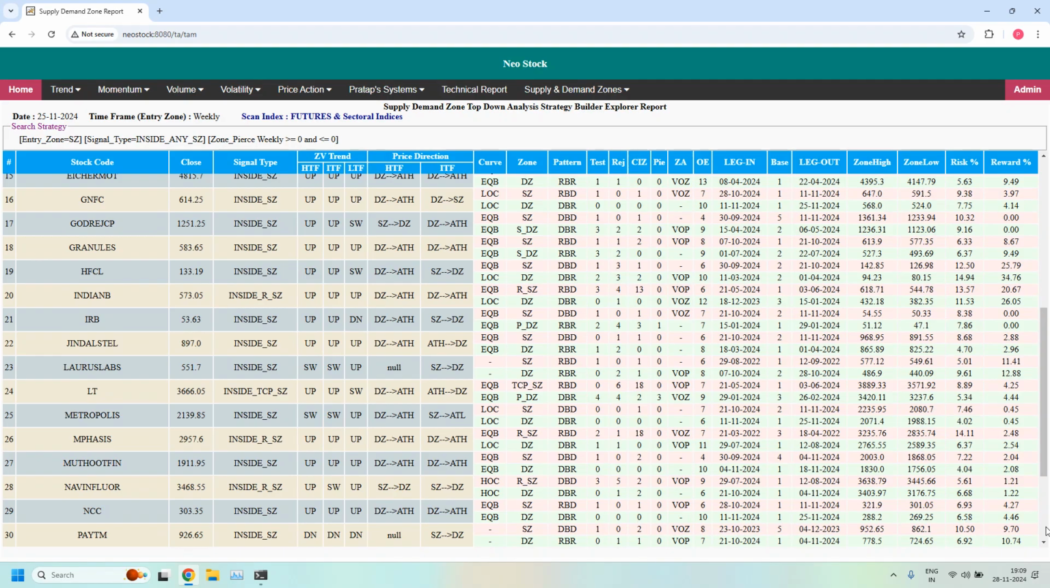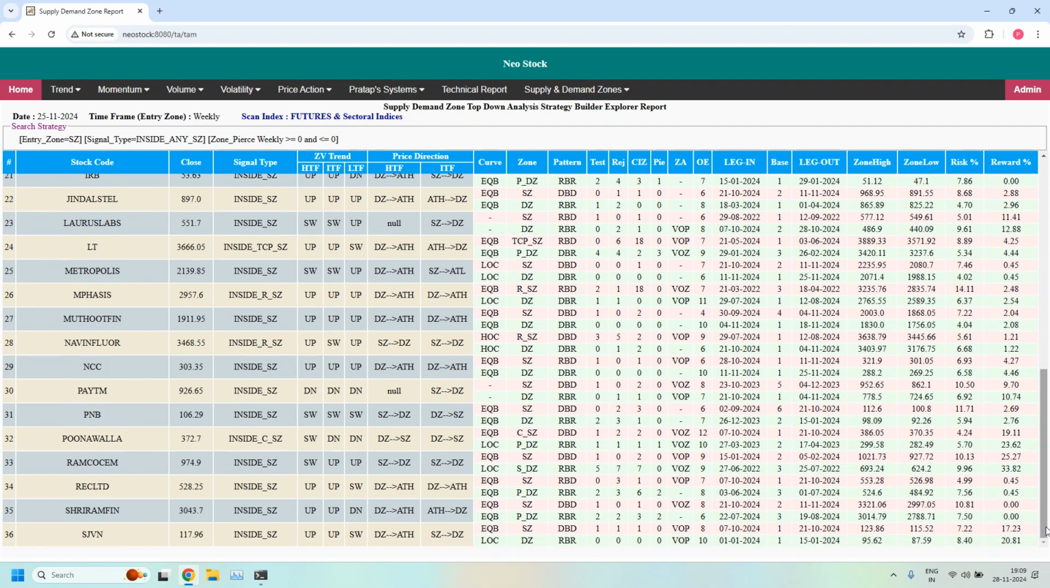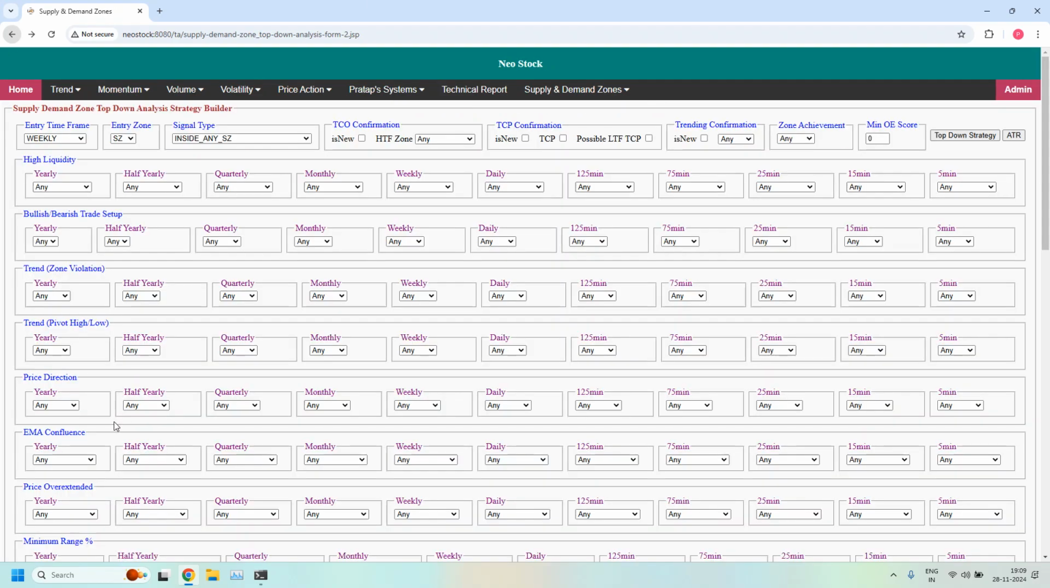Again, I am scrolling the list down. So total 36 stocks are filtered, where price closed inside weekly supply zones. But how many of these supply zones are having weekly EMA Confluence? Let's verify. In the EMA Confluence, weekly time frame, weekly supply zones are having weekly EMA Confluence.